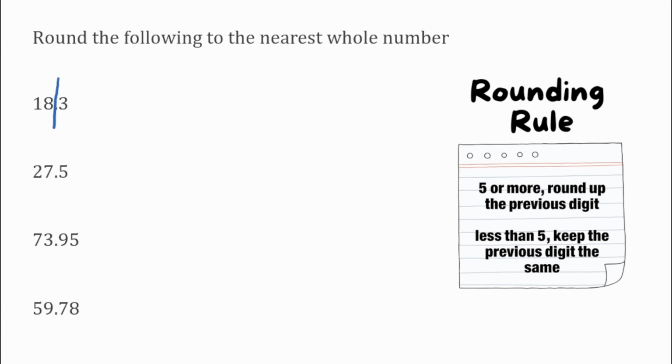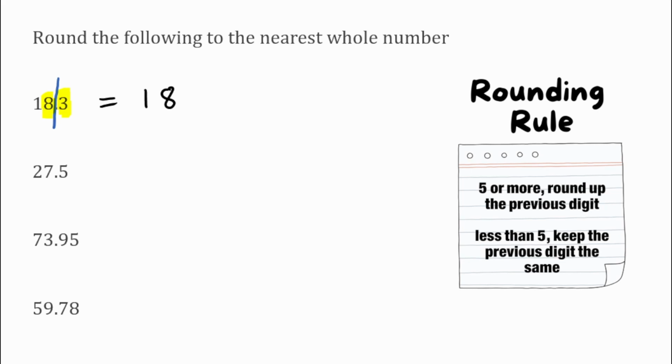We're then focusing on that first digit on the right-hand side of this line, which in our case here is a 3. We're then going to follow our rounding rule. If this digit is 5 or more, we're going to round up the previous digit. And if it's less than 5, we're going to keep the previous digit the same. Well, because it's a 3, which is less than 5, we're going to keep the previous digit the same. The previous digit, the one on the left-hand side of the line, was an 8. So we're going to keep that 8 as it is. So now my whole number part would be my 1, and then I'm going to keep my 8 as an 8. So that would round to 18.